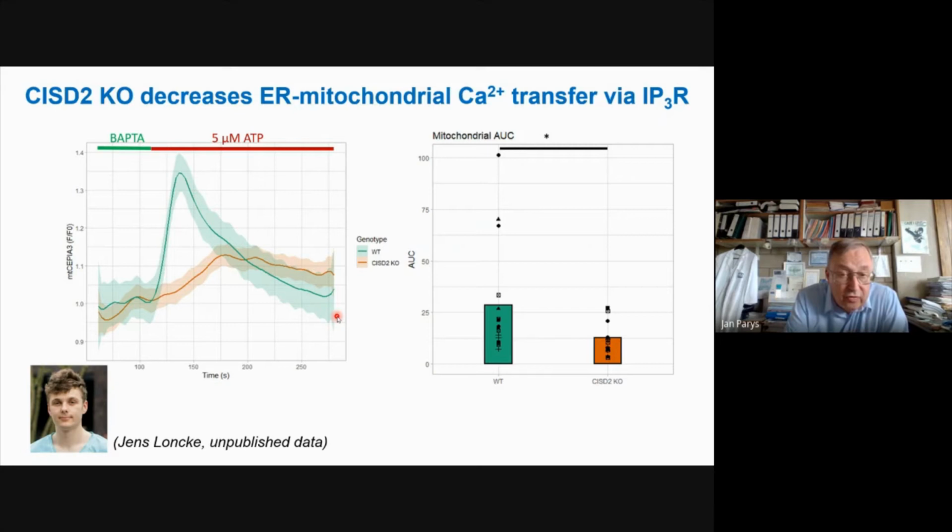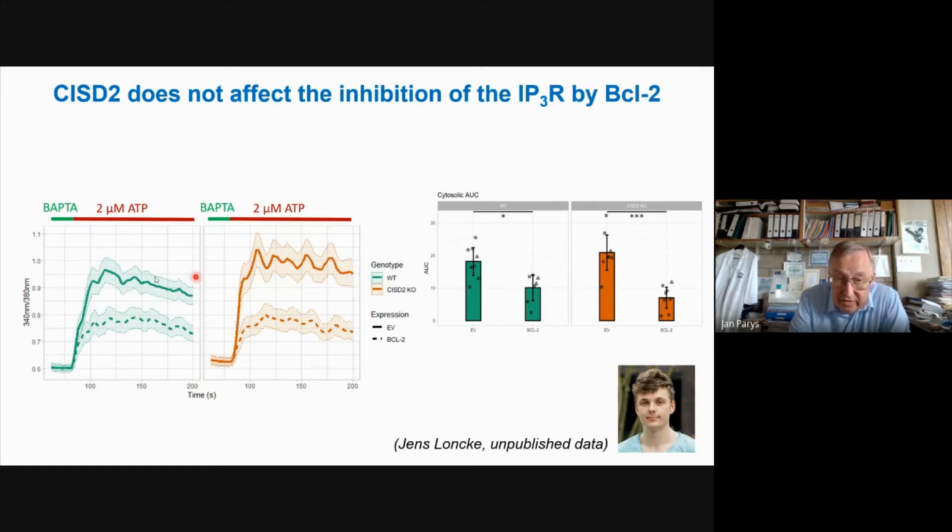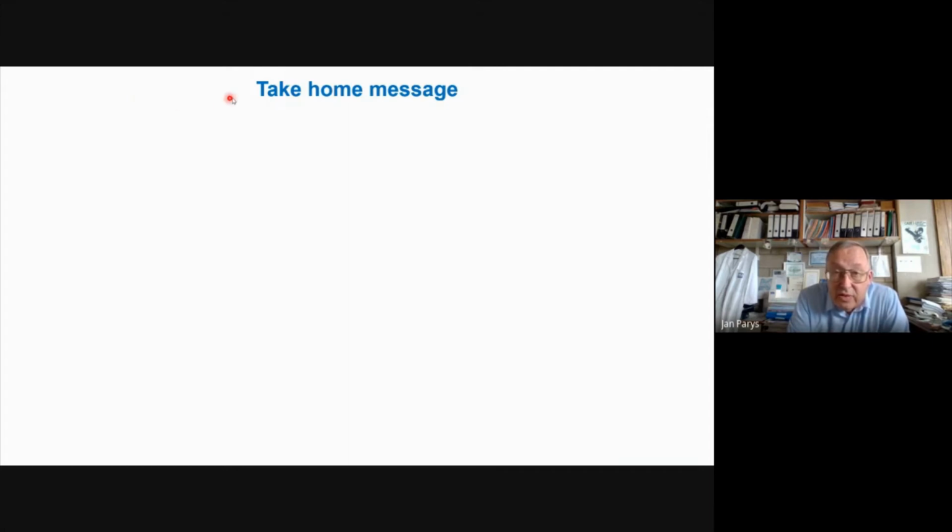Is BCL2 involved? That is a logical question since BCL2 binds to CISD2. But according to our results, here we have again the wild type cells, here we have the knockout cells, and in both cases, BCL2 inhibits the flux of calcium. So CISD2 has an effect on the IP3 receptor independently of BCL2. These are the results I wanted to show.